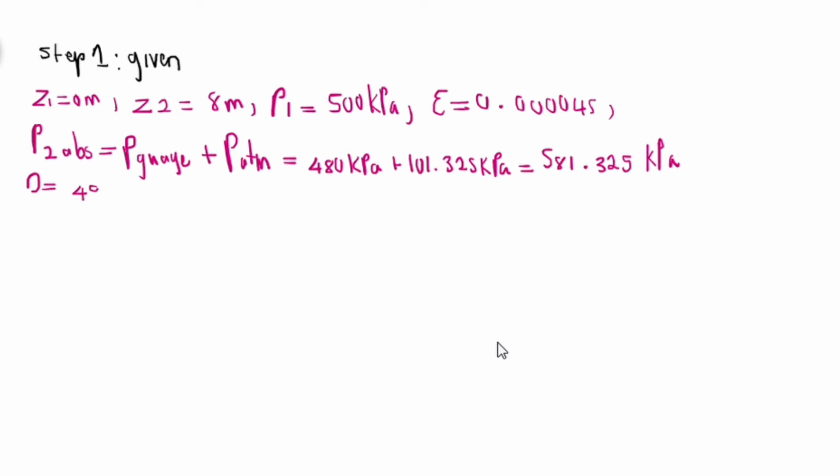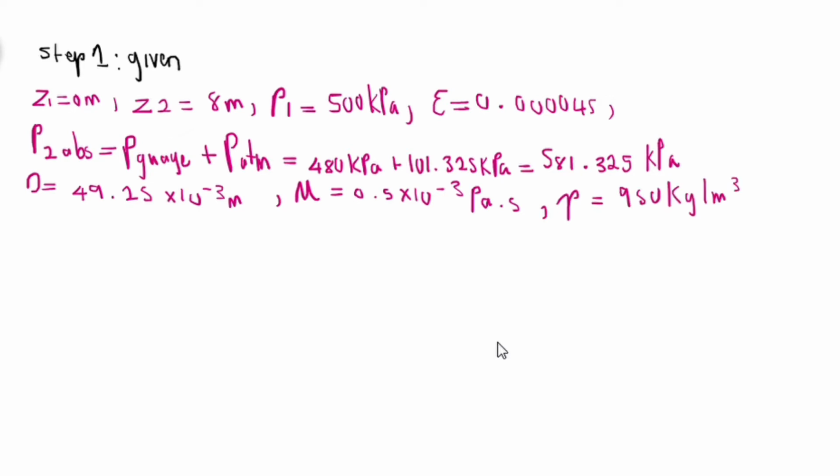We are given the diameter of the pipeline to be consistent at 49.25 millimeters, so you can just say times 10 to the power of -3 to make it meters. We are given the viscosity, 0.5 times 10 to the power of -3 Pascal second. We are given the density to be 950 kilograms per meter cubed. We are given the volumetric flow rate to be 10 meter cubed per hour.